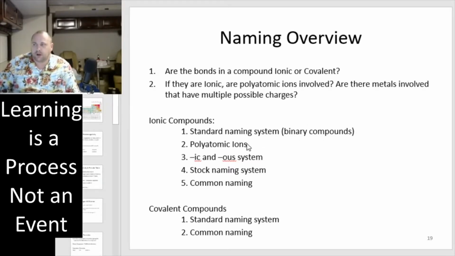Then we've got our polyatomic ions we were just discussing. We'll talk about those a bit more. The IUPAC system and the Stock system are both used when we're dealing with the transition elements and under the staircase except aluminum. And then down here I've got common naming, and you'll notice it's on both covalent and ionic.